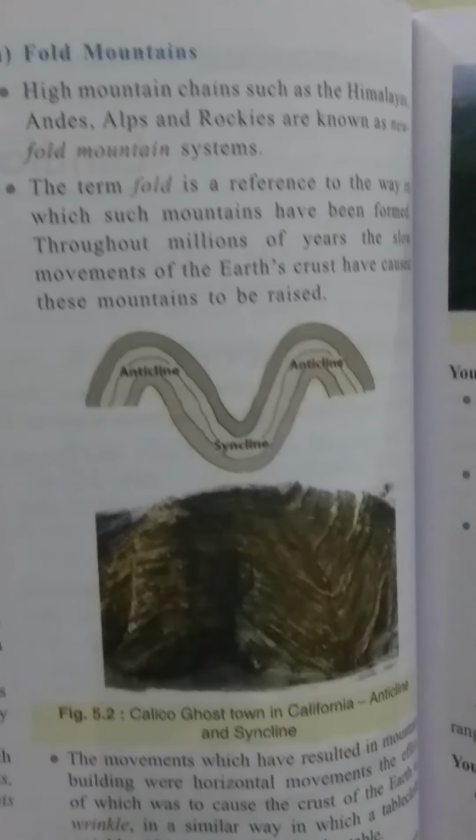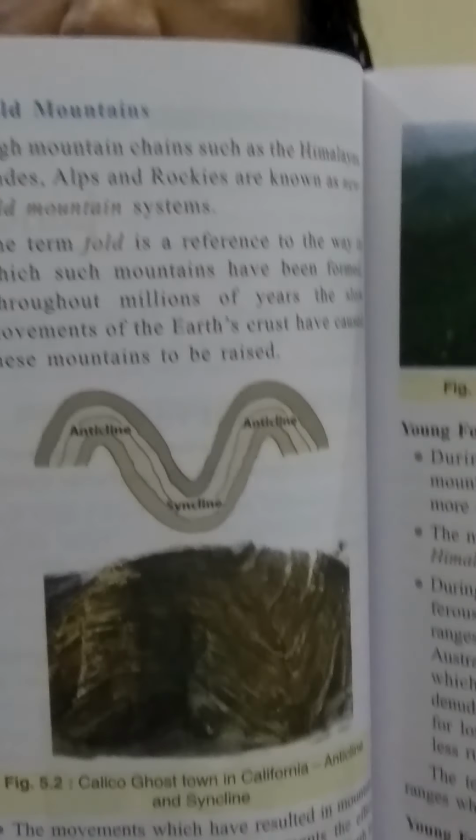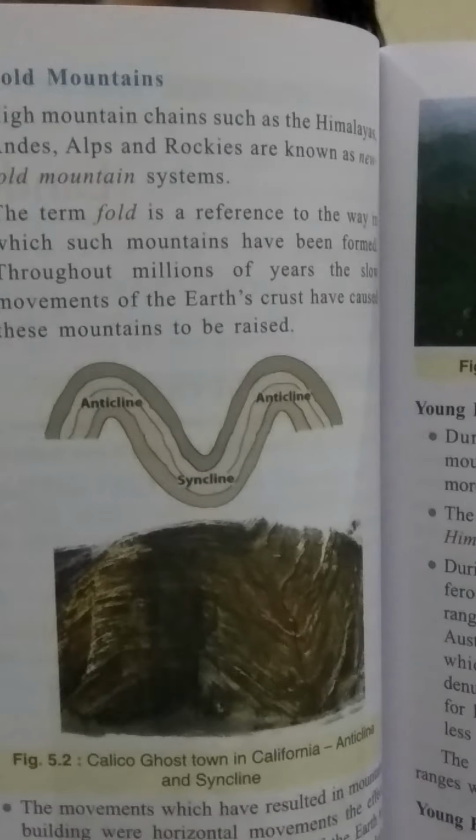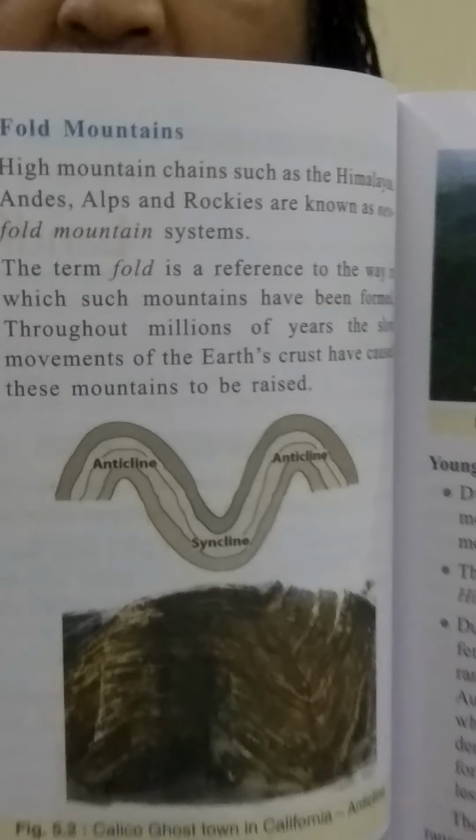So it was the folding. See, it was given very nicely. It was given the folding of the crust. One layer was raised, and the other region is going downward. So this raised region, see, it was written the raised land is known as an anticline, and the region which goes down is known as a syncline. So because of this folding of the earth's crust, these fold mountains occur.